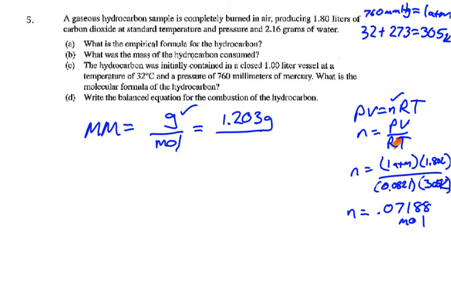So I did the rearrangement here, and I went to plug in some values. Nicely up here, 760 millimeters of mercury is exactly 1 atmosphere. And then I added 273 plus the 32 to get my temperature, put those in the appropriate places, used 0.0821, and came out with 0.07188 for our amount of moles. So we can go ahead and put that in our molar mass calculation, 0.07188.